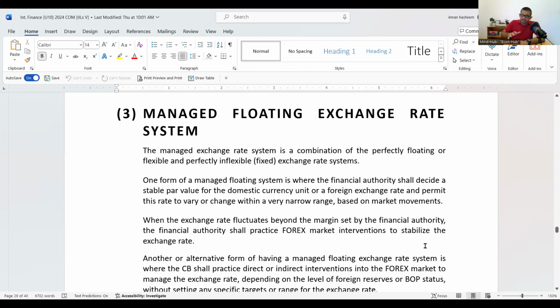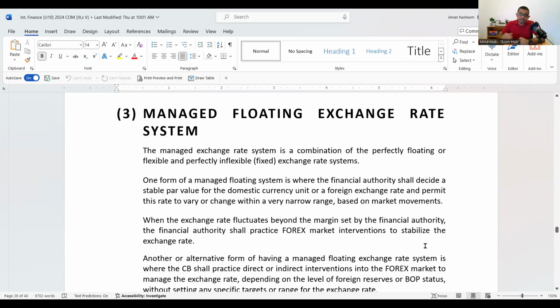Fundamentally, the exchange rate is allowed to be decided by demand and supply, but unlike in a fully flexible or free floating system, in a managed floating system the exchange rate will float or fluctuate only within a predetermined range given by the central bank. And keeping the exchange rate within that range is how the central bank will stabilize it. To keep the exchange rate within that predetermined narrow range, the central bank will need to practice intervention.